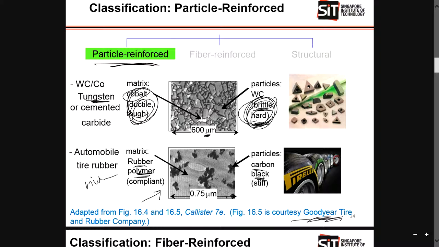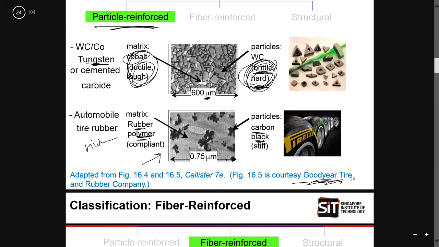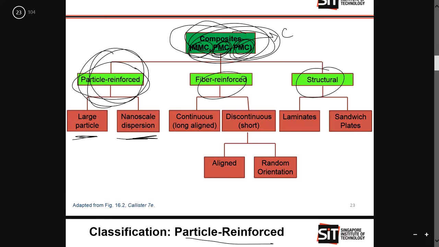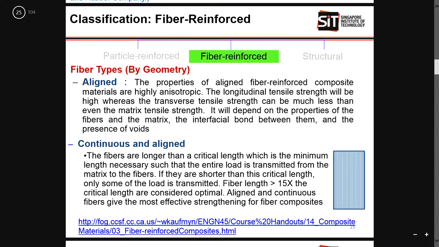Alright, in this case for the particle reinforced, you mix everything together at once. Okay, and for fiber reinforced, which is the next group coming up, there is the continuous, aligned type, and the aligned you can read on your own. I think I've explained it quite well. Continuous and aligned, I think you all know already, is just one line, one line, one line, like that.